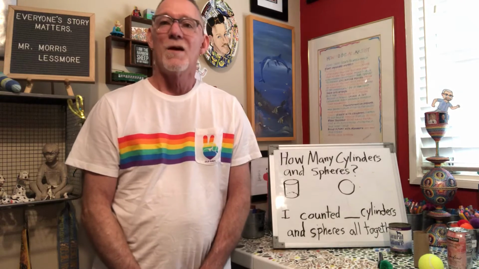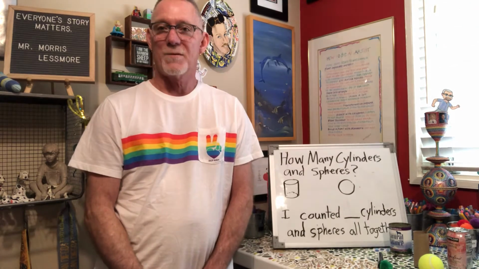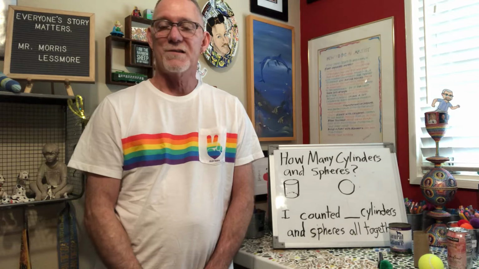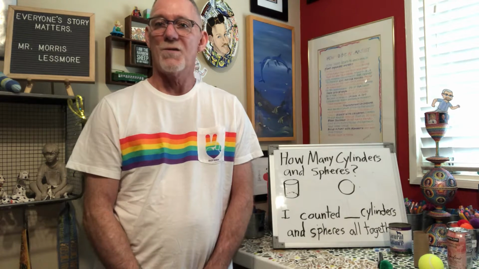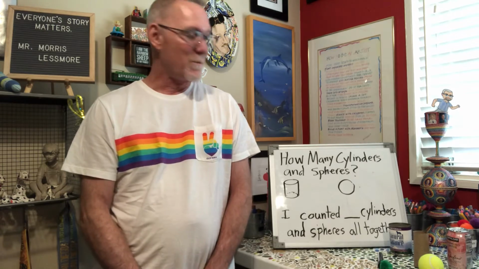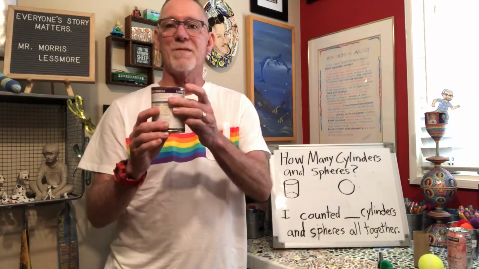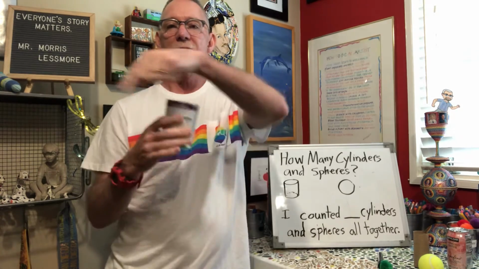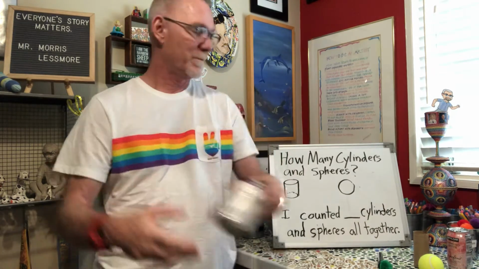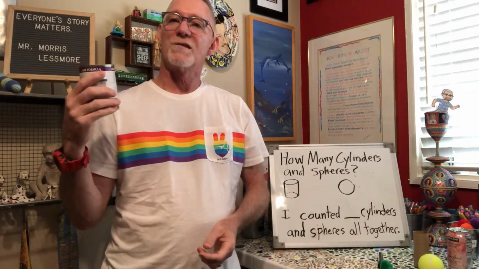Hi students, we have been practicing counting three-dimensional shapes like spheres and cylinders. Today we're going to count cylinders and spheres all together. Remember, a cylinder is a shape that has a circle on the bottom, a circle on the top. It has 1, 2, 3 sides, and it can roll. Looks like a can or a jar sometimes.